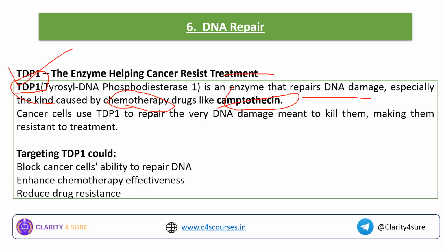Because of this TDP1. So targeting this TDP1, either silencing it or cutting it using CRISPR-Cas9 or Cas12 technology, will be immensely helpful, so that the automatic repair of DNA done by the cancer cells can be reduced, which will in turn enhance the chemotherapy effectiveness and also reduce the drug resistance. So this is about DNA repair: the basics of DNA repair, why DNA repair, and the current affairs related to this DNA repair topic. Okay.